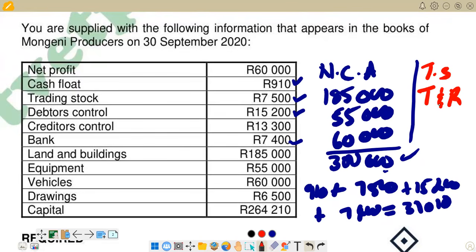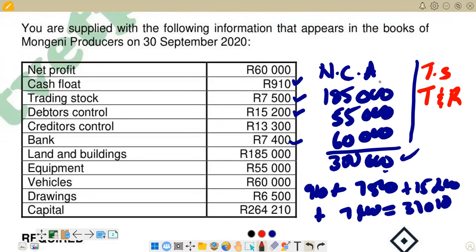So those are some of the receivables that we can include there, but in the question that we have, we do not have those items. So we are just going to say the trade and other receivables figure is only represented by the debtors control that we have, which is 15,200. The debtors control represents those customers that we sold goods to on credit. So they become our debtors, they owe us money, and we expect them to pay that amount due within a period of a year. That's why we are classifying this under current assets.